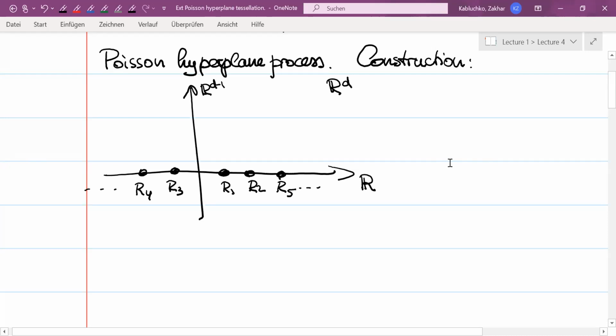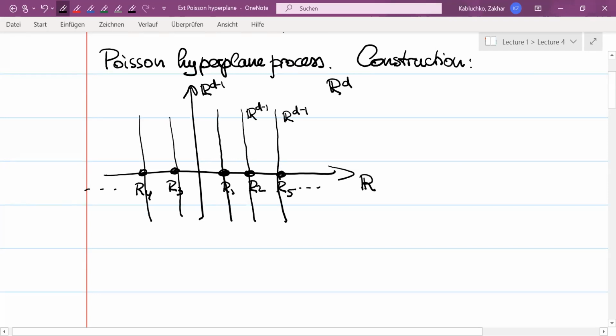Now, to each point of this process, we attach a hyperplane which is orthogonal here. So all these lines are in fact hyperplanes in general. They are d-1 dimensional. Now, what we constructed here is a Poisson hyperplane process in which all the hyperplanes have the same direction. So it's non-isotropic. It's an example of such a process which is non-isotropic.